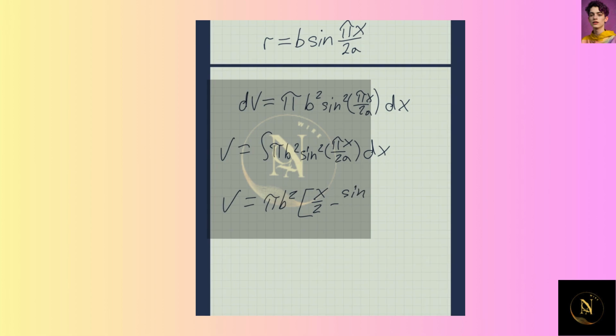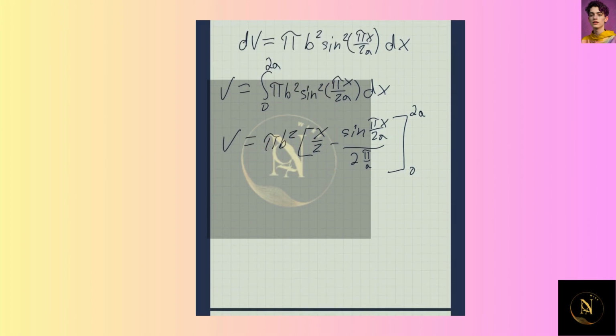Solving the integral, we get pi b squared times x over 2 minus sine pi times x over 2a, divided by 2 times pi over a. This is all from 0 to 2a, which I should have mentioned earlier, but that's where we're integrating along the whole length of this volume, as shown in the diagram.